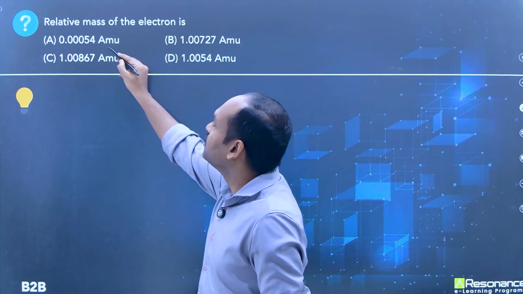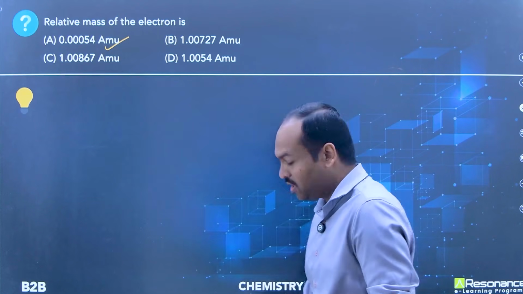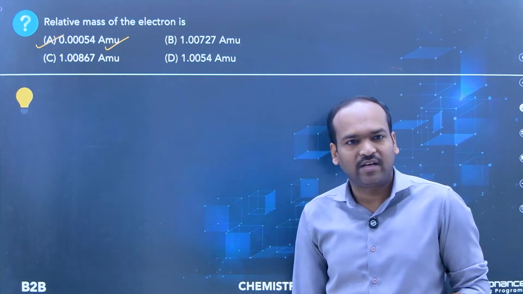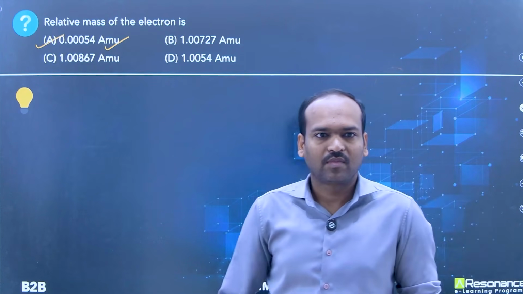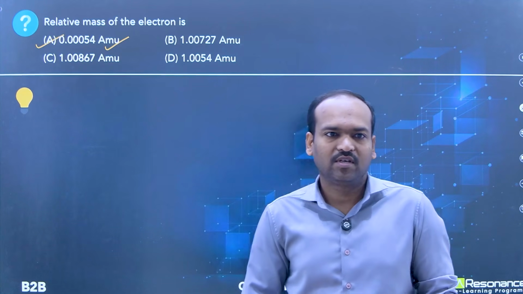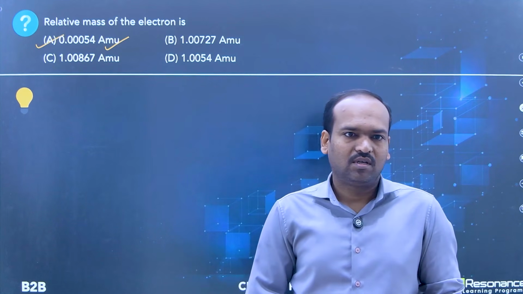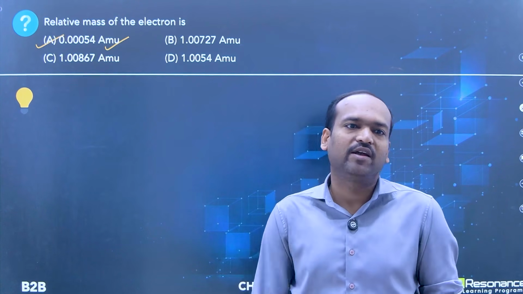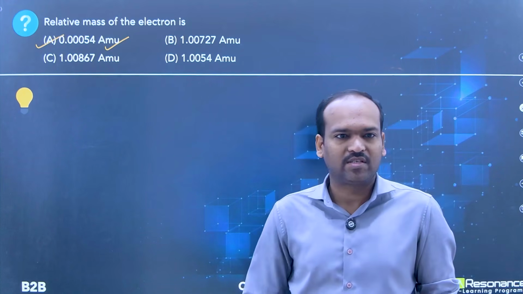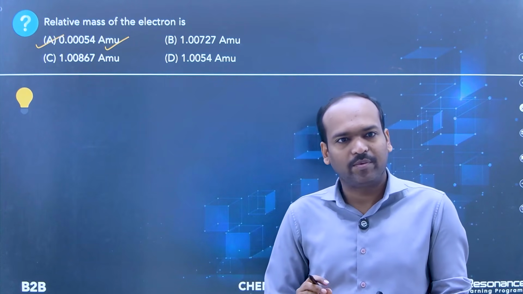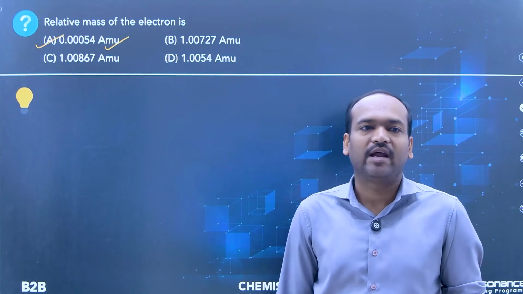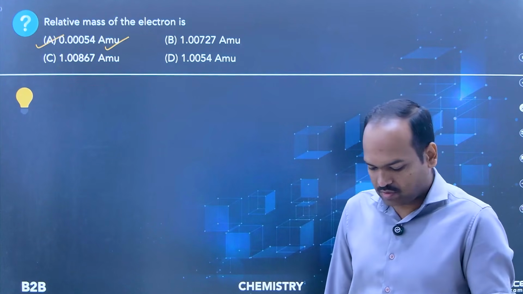Okay, 0.0054 AMU. So A option is correct, beta. Which is the heaviest particle in an atom? Neutron, yes. Neutron is slightly heavier than proton. But if we are counting atomic masses, we take proton mass and neutron mass as approximately equal for the calculations. But actually, neutron is slightly heavier than proton. Okay, next.